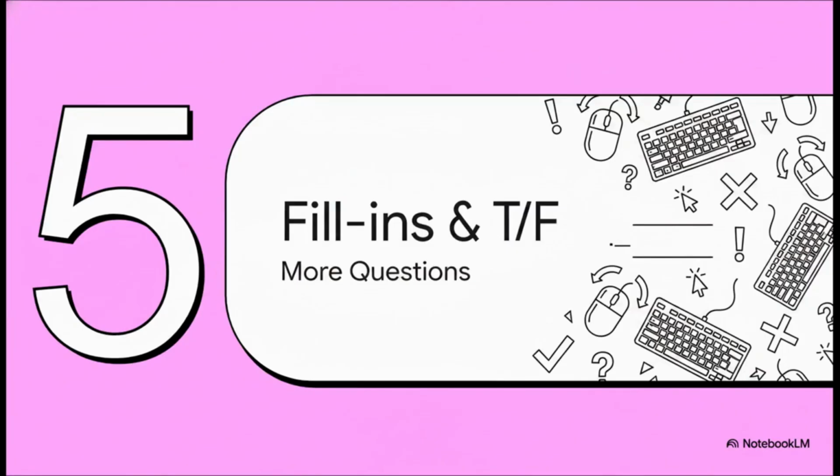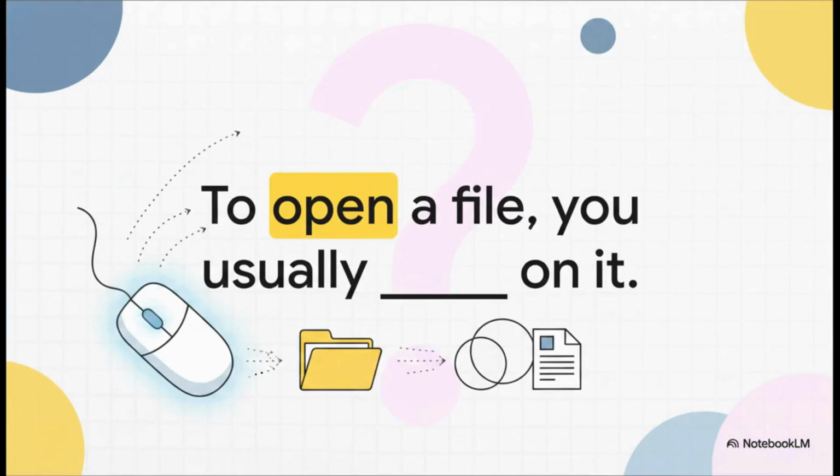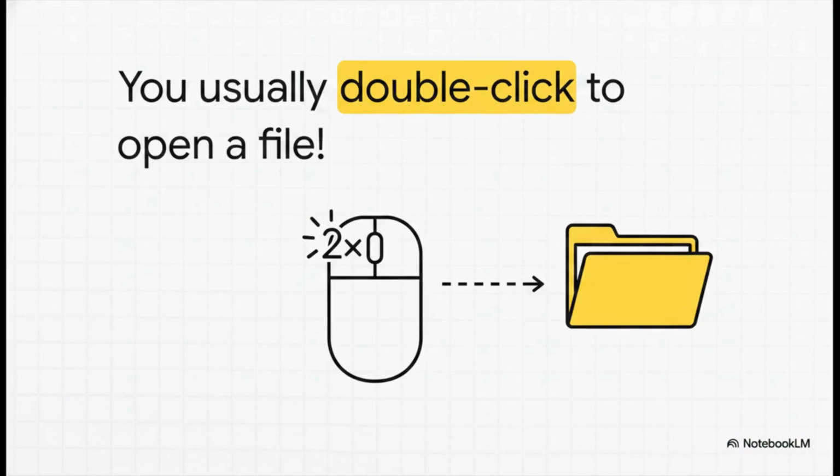Section 5, Fill-ins and true-false. Let's keep this momentum going. We're jumping right into round 2 with some fill-in-the-blanks and true or false statements. Listen super closely to the wording here. To open a file, you usually blank on it. Think about the mouse actions we just went over. If a single click only highlights a file, what do you physically have to do to actually open it? You have to double-click it.